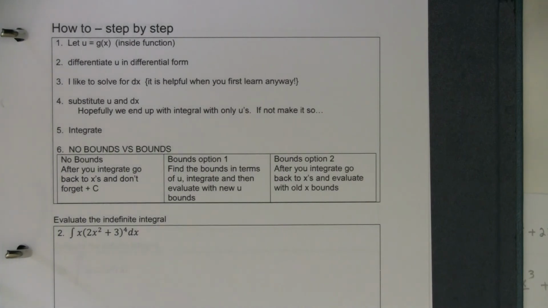I know that we did that, and you probably remember doing that at the end of chapter 3. They had us write finding the derivative in differential form, and I'm going to remind you about that. And then I like to solve for dx, and I think it's helpful when you first start anyway. And then you're going to substitute u and dx. Hopefully we end up with an integral with only u's, and if not, we're going to make it so.